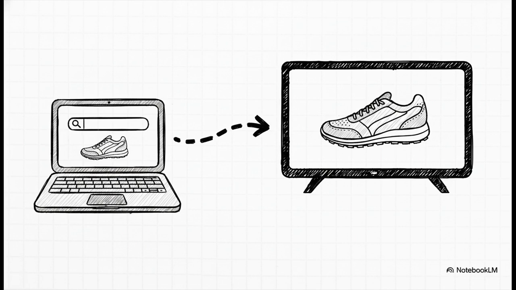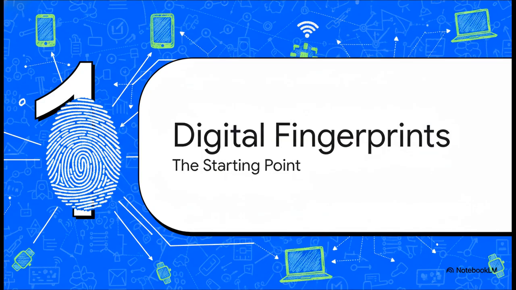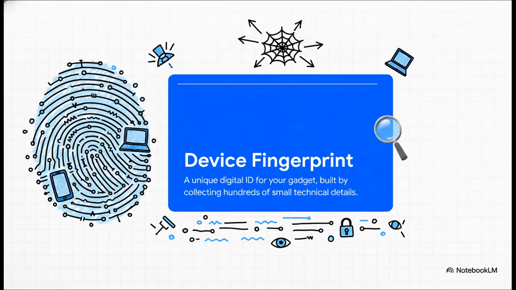So how on earth does it work? Well, to really get it, we have to start with the core concept behind it all. Something called a digital fingerprint. This is the starting point for connecting all of your devices. Think of it like a real fingerprint, but for your phone or your computer. It's basically a unique ID card that makes your specific device stand out from millions of others online, and it works even without using things like cookies.